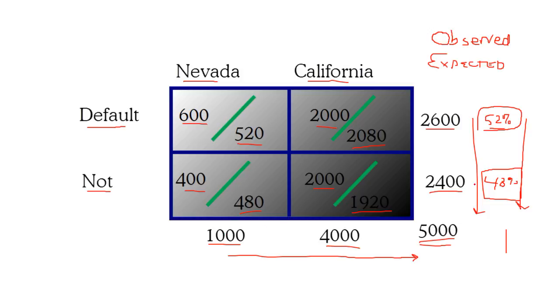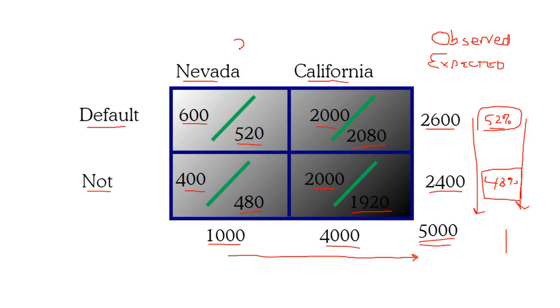So there's 1,000. 48% of 1,000 is 480. 52% of 1,000 is 520. 4,000, 52% of 4,000 is 2080. 48% of 4,000 is 1920. Now I have it observed and I have my expected, and I can go stick those numbers in my chi-square formula.